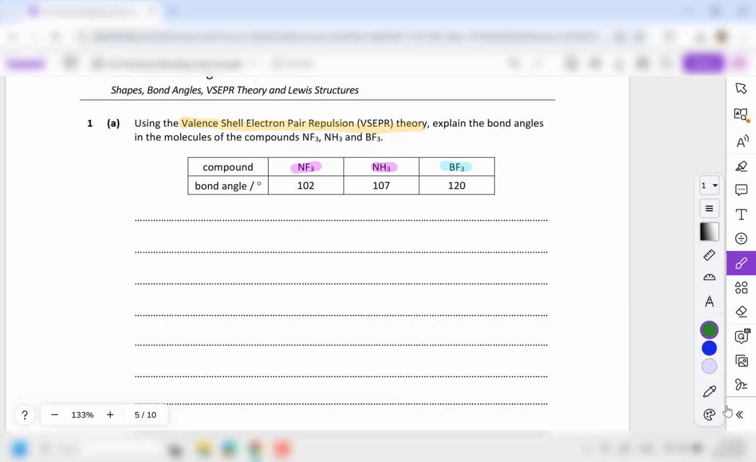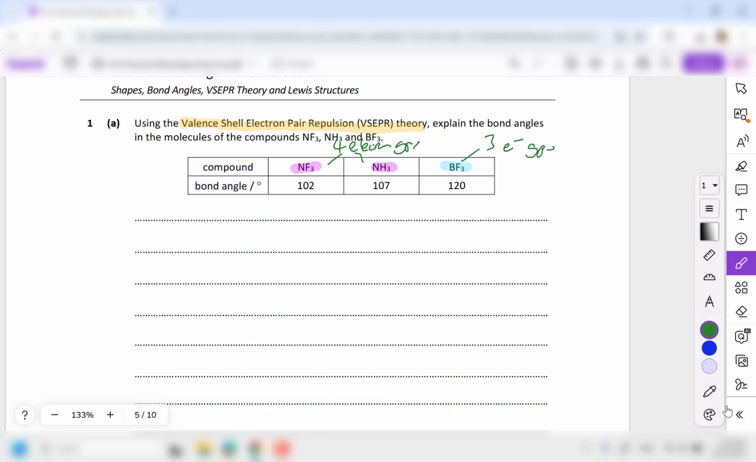Why do we do that? Because if you try to draw the dot and cross diagram, and I'm sure you can do that quite easily for these three simple molecules, you'll notice that NF3 and ammonia both have 4 electron groups around them. BF3, you only have 3 electron groups.